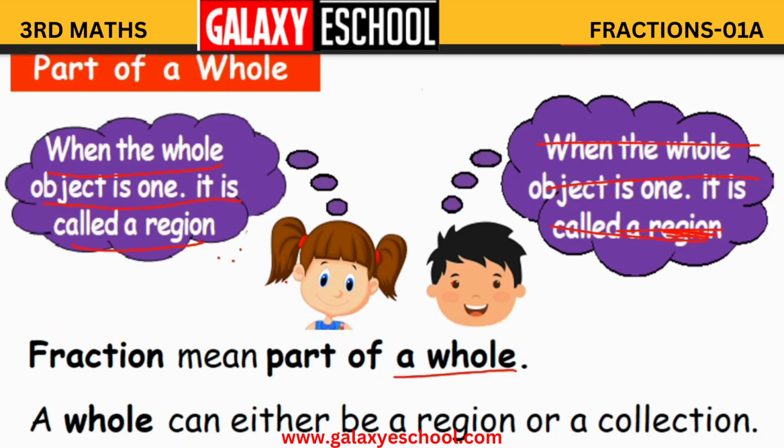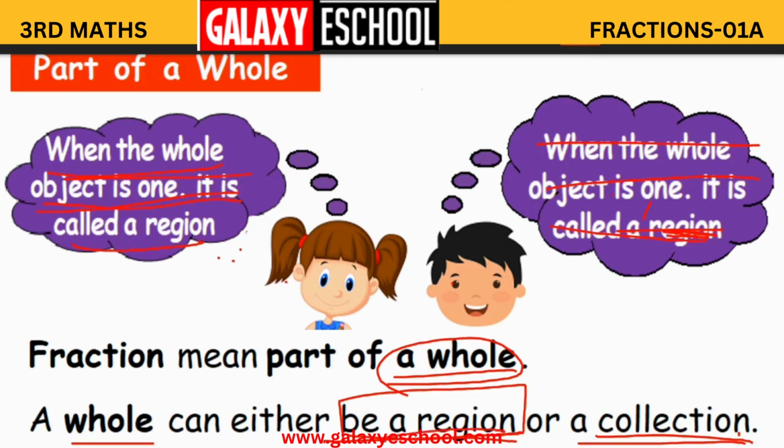And this whole can be either a region or a collection. What is this? The whole. That means the object that we are dividing can be either a region or a collection. Now, what is this region? When the whole object is one. When we have only one object, such as one cake or one chocolate, which is to be distributed or divided, it will be called a region.